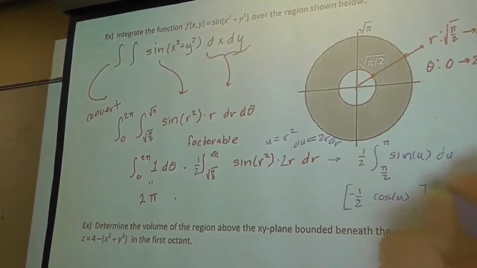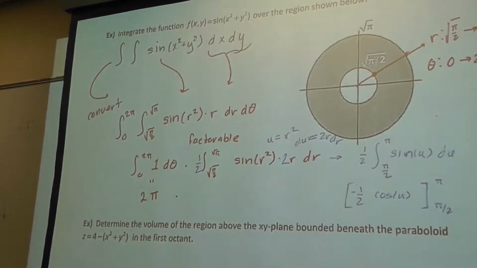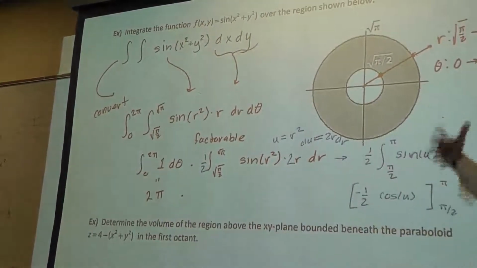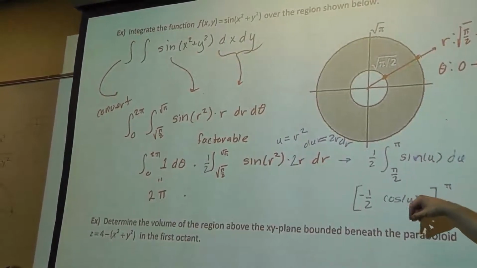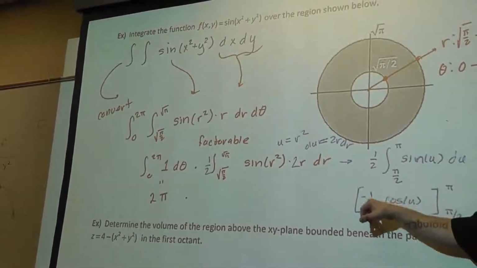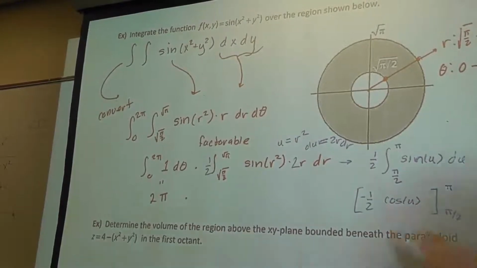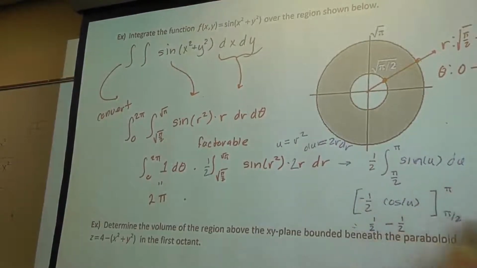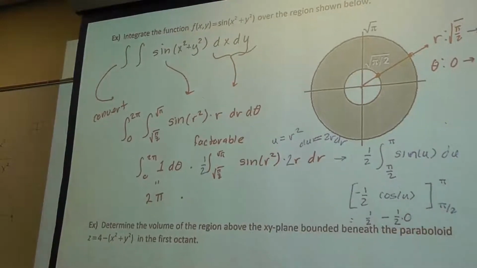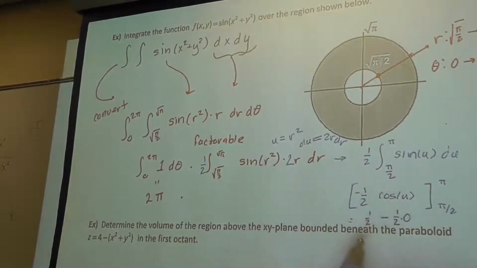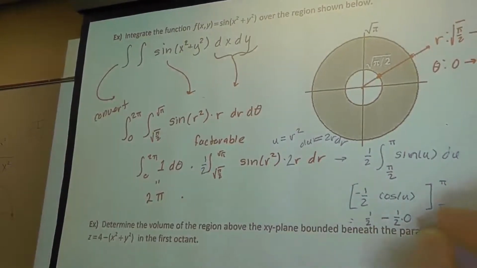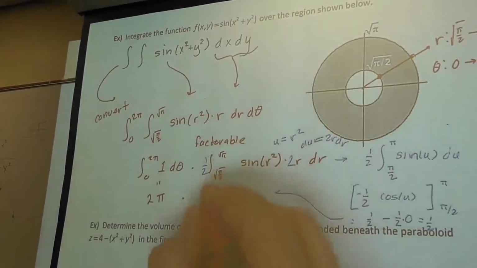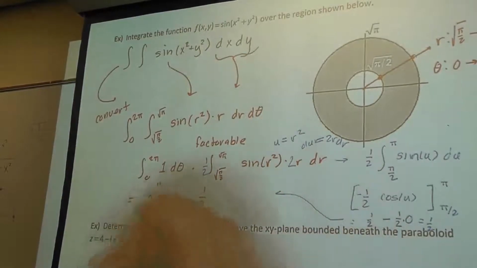Plug in these limits. Didn't really give myself too much room to do this. But again, I'm going to take this answer and multiply by the 2 pi, and that'll be my final answer for the whole thing. Pi plugs in, cosine of pi is negative 1, so that's negative half times negative 1. That gives me a positive half. And then minus negative 1/2 of cosine of pi over 2, which is goose egg. So the only thing this other r integral contributes is just the number 1/2. So I take that back. Evaluates as 1/2.